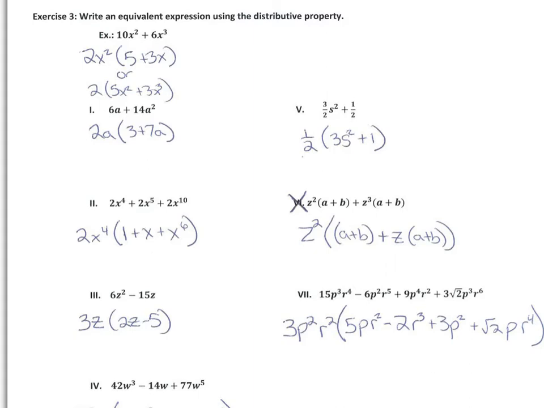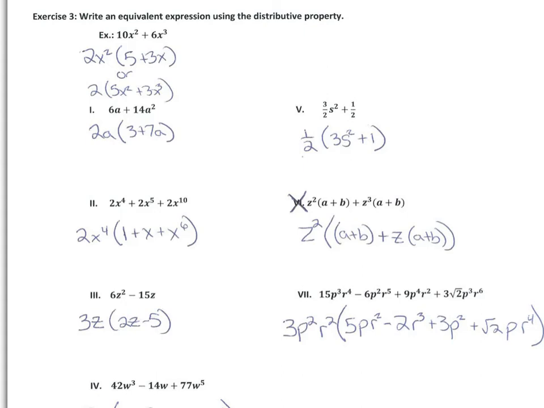Number 3, 6 and 15, they're not both even, so I can't take out a 2. However, 6 and 15 both have a 3 common, and they both have 1 z common. I would be left with a 2z. 3 times 2 is 6, and I need one more z there. And then 3 times 5 is 15.